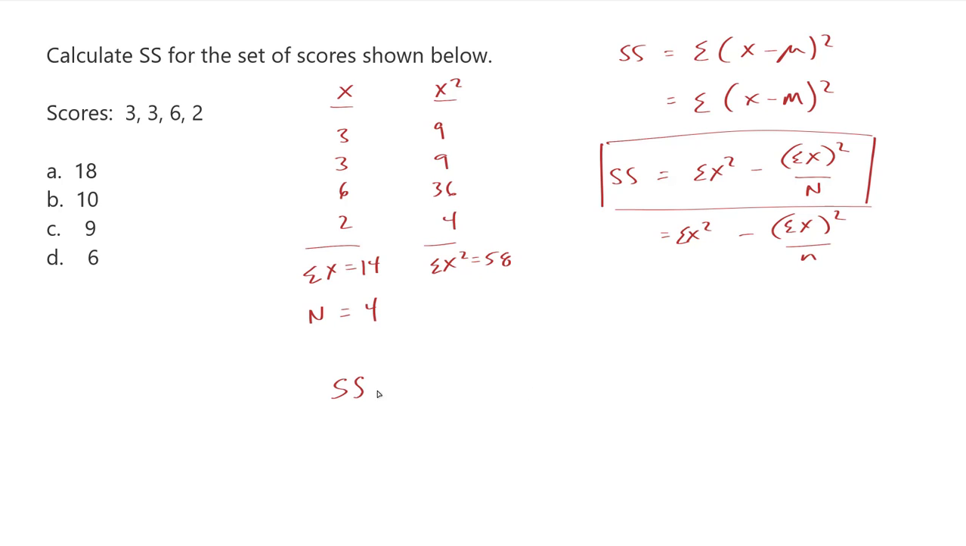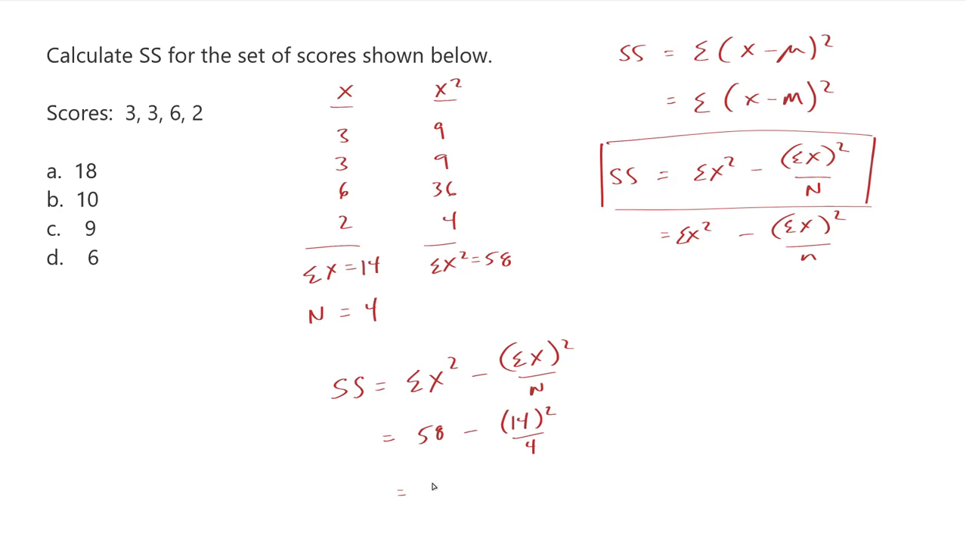So now I can find my sum of squares. It is the sum of x squared. So that's 58. Actually, let me write out the formula just to make sure that you can see exactly what it is I'm doing here. So this is 58 minus the sum of x in brackets squared. So that's 14 squared over 4.